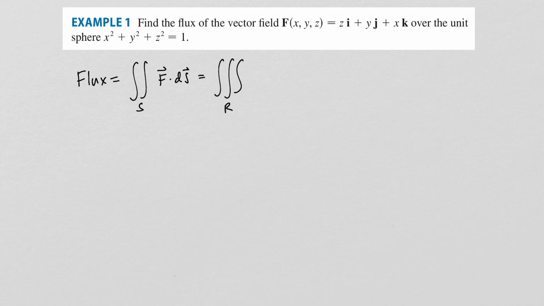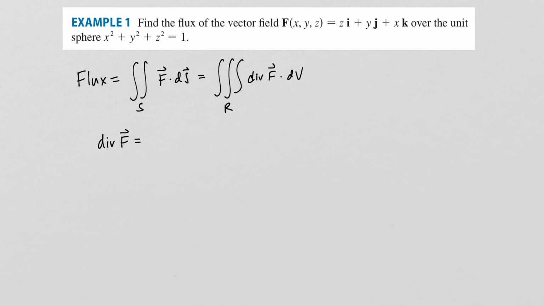So in the first example, find the flux of the vector field F over the unit sphere. Okay, so we know that the flux is equal to the double integral over the surface of F dot dS. That's also equal to the triple integral over the region of the divergence of F times dV.